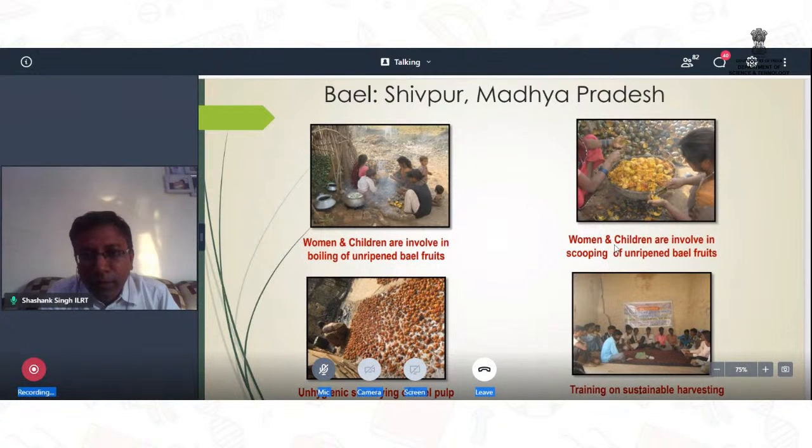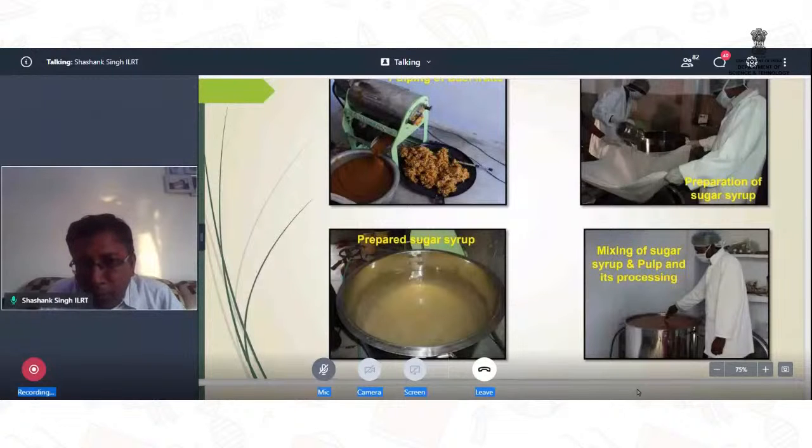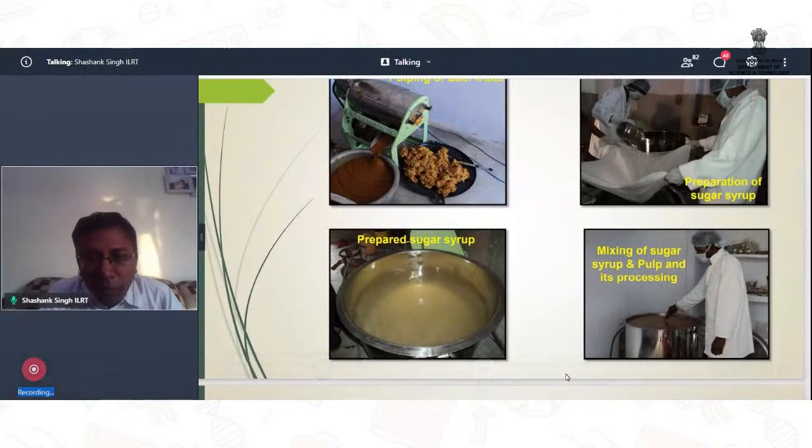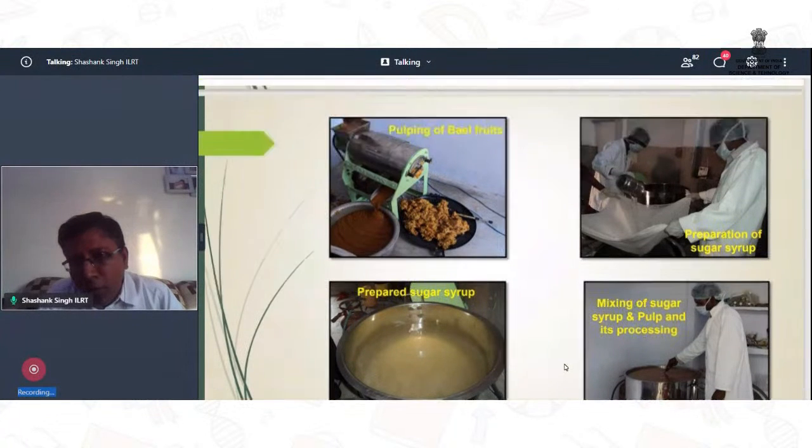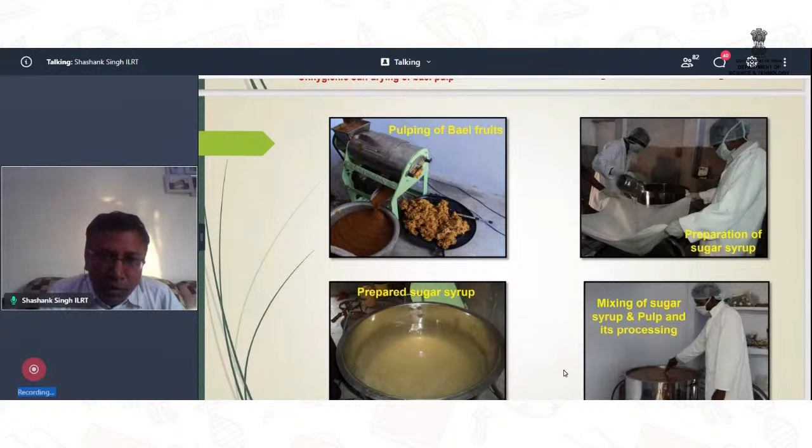Next slide, please. You can see these Saharia, the tribal people in the white coat. They were being given training for sustainable harvesting, for processing, and they developed the products using the bale. Also, the most important part was to do all the activity in a very hygienic manner. So they started with around 50 families there.